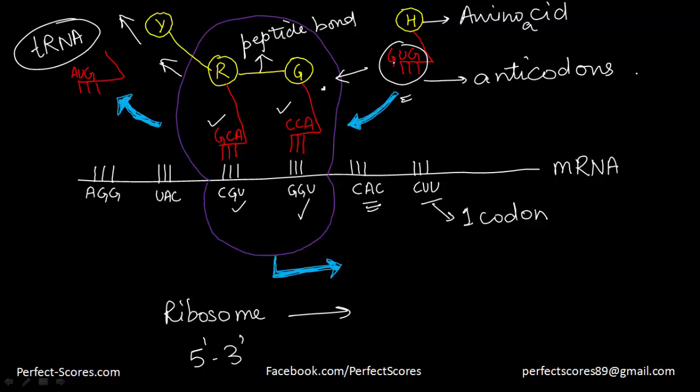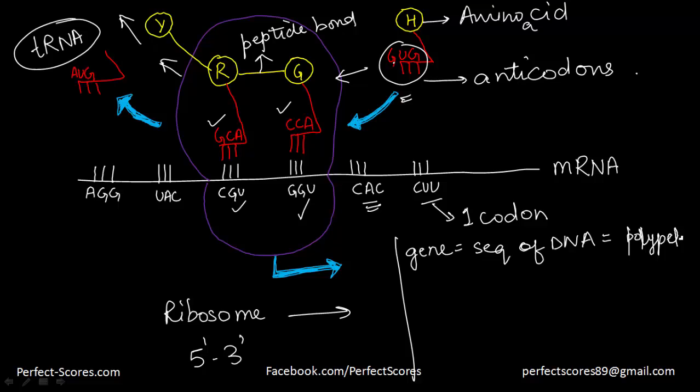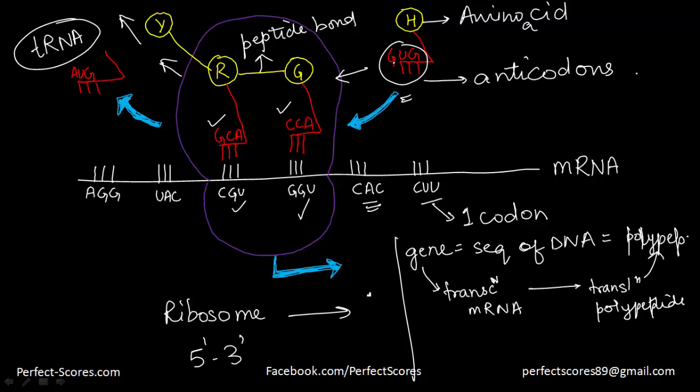Now, what is the relationship between a gene and a polypeptide? That is very important. You know that a gene is a sequence of DNA that encodes a polypeptide sequence. A gene sequence is converted into a polypeptide sequence by the process of transcription, that is by making an RNA transcript, and the process of translation, which is by synthesizing the polypeptide. So this is the process by which a gene sequence is converted into a polypeptide sequence.